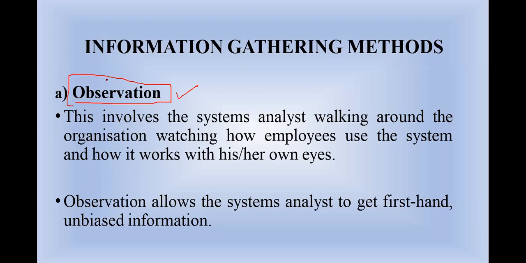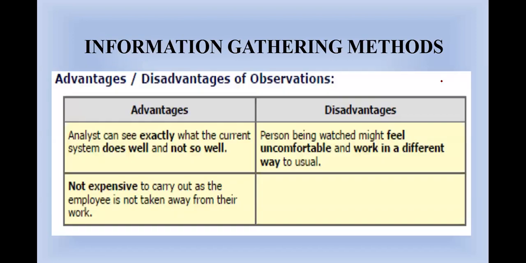The main advantage of observation is that you get the first-hand information, which is unbiased, because you're getting it straight from the field. And you'll be creating that system. And you've seen through experience that indeed, people are experiencing problems. So in order to conquer these problems, this is what I am going to propose. Then, going further, these are some of the advantages of observation, and these are some of the disadvantages.